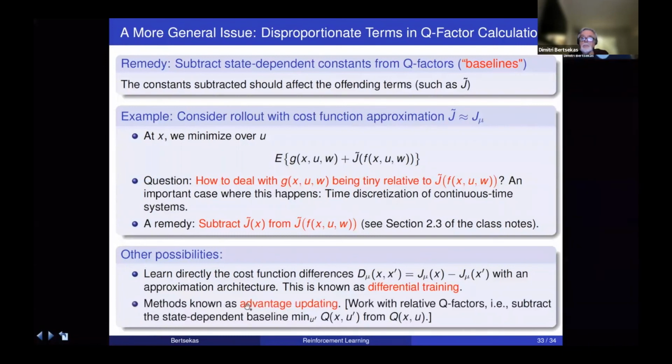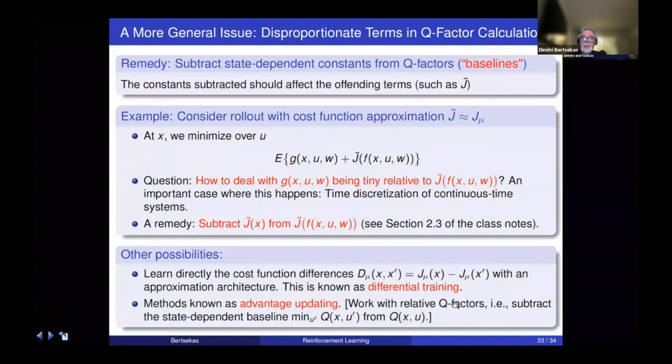Finally, I mentioned advantage updating, which relates to the previous slide, which is to work with relative Q factors. In other words, construct as a state-dependent baseline the minimum Q factor from Q's of X, U. And that sort of subtracts out constant terms that are disproportionate.